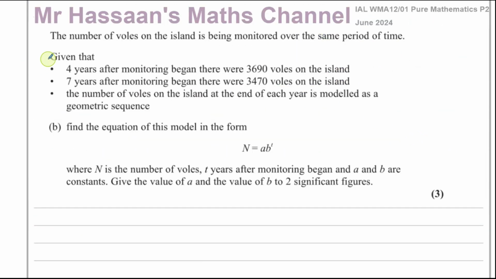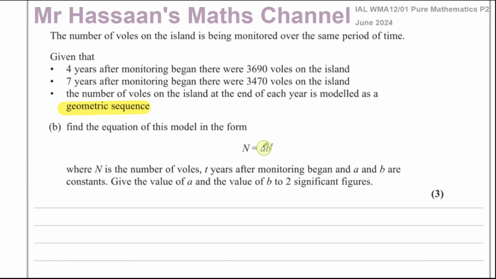Okay, now for part B, it says the number of voles on the island is being monitored over the same period of time. So now we're dealing with the voles, we just dealt with the dormice. Given that 4 years after monitoring began, there were 3,690 voles on the island, and 7 years after monitoring began, there were 3,470 voles on the island. The number of voles on the island at the end of each year is modeled as a geometric sequence. Okay, so we've got another geometric sequence.